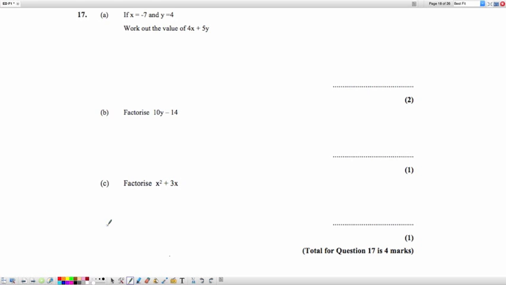Question 17. Here we have the value of x is -7 and y is 4. We need to substitute. So 4x will be 4 multiplied by -7, add 5y, 5 multiplied by 4. So first let's work out 4 times -7 is -28. 5 times 4 is 20, plus 20. So we're on -28 and we add 20, we will go to -8.